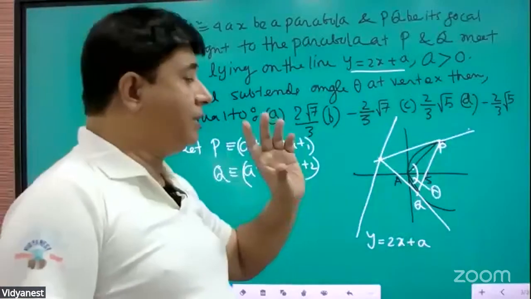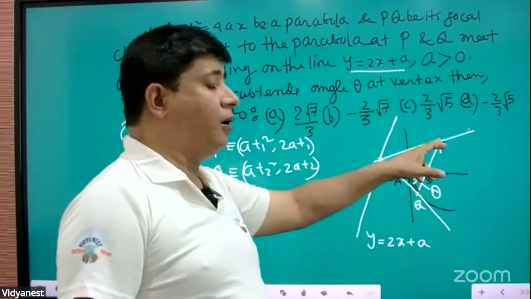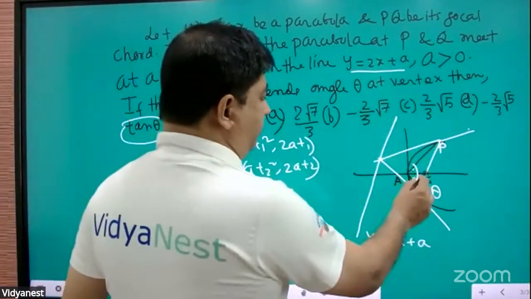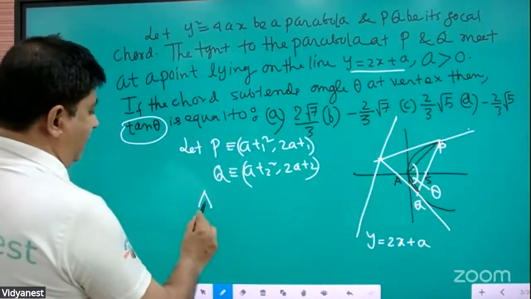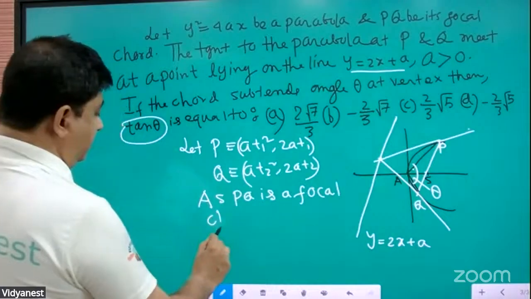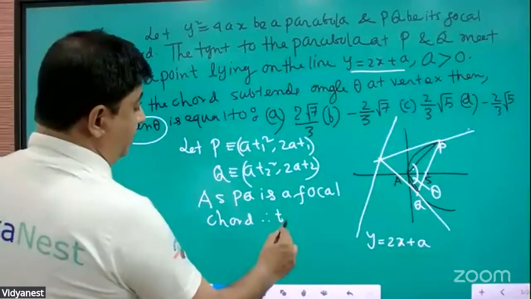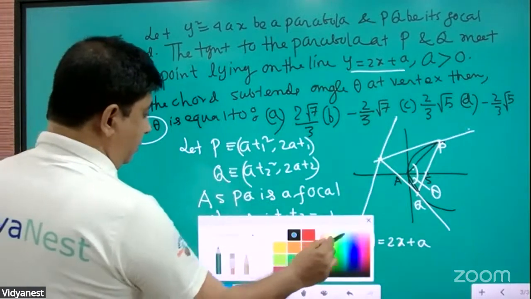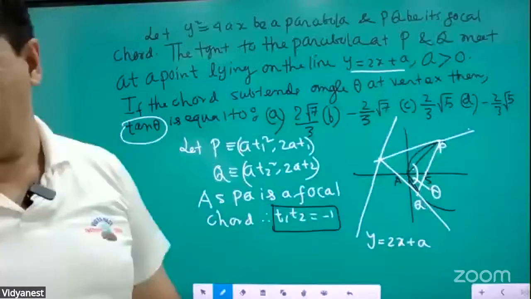Okay? Got it? Yes. Now, last day I told you the condition of a chord to be a focal chord. As PQ is a focal chord, meaning it passes through focus, therefore what is the relation between these two parameters? t1 into t2 will be -1.